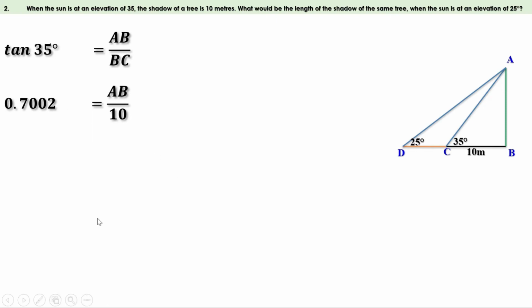Taking 10 on the other side, we can write AB equal to 0.7002 into 10, and that is equal to 7.002. Now we got the length of AB as 7.002 meters. Now look at the second triangle ABD. Based on this angle, AB is the opposite side and the length of the shadow BD is the adjacent side. So let us take tan 25. Tan 25 equal to opposite side by adjacent side, or AB by BD.